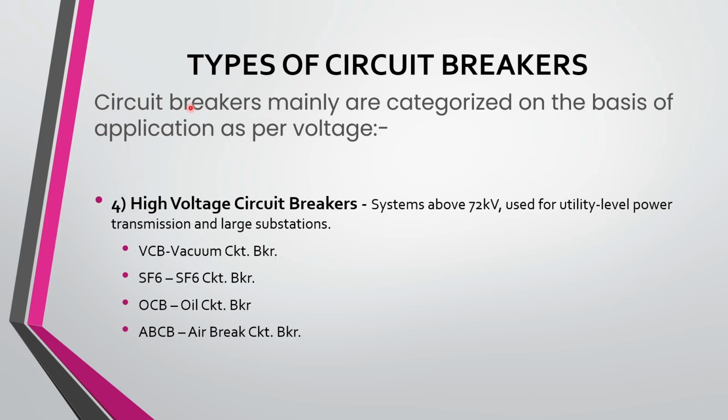Now, in continuation of the types of circuit breakers, they are mainly categorized in terms of high voltage circuit breakers. So the systems above 72 kilovolt are used for high level power transmission at large substations. There we use vacuum circuit breaker, SF6 type of circuit breaker, oil circuit breaker, or air blast circuit breaker, or air brake circuit breaker.